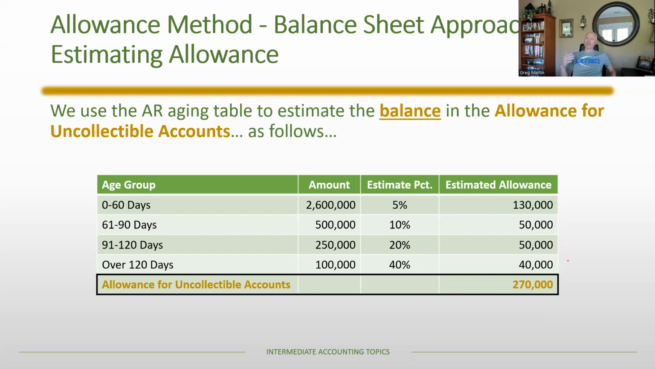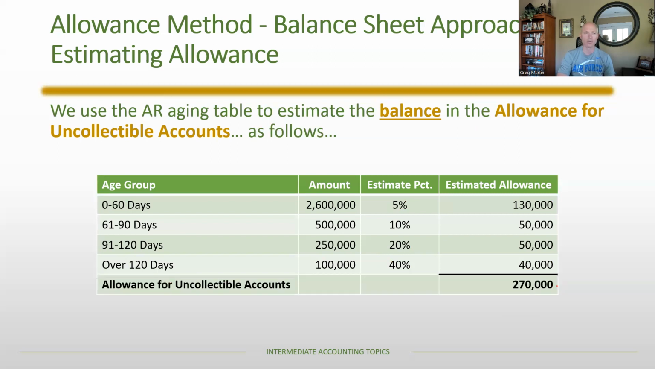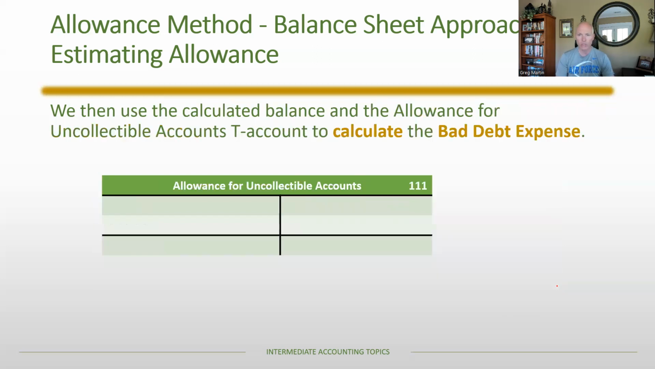So it's saying, okay, based on our receivables at the end of the year, what we report on our balance sheet, this $270,000, this is what basically we do not think we're going to collect. 270 could end up being higher or lower than that. We don't know, but that's our expectation. So we expect that we will not collect $270,000 of our receivables. And so how do we use that information? We use it in our allowance for uncollectible accounts.